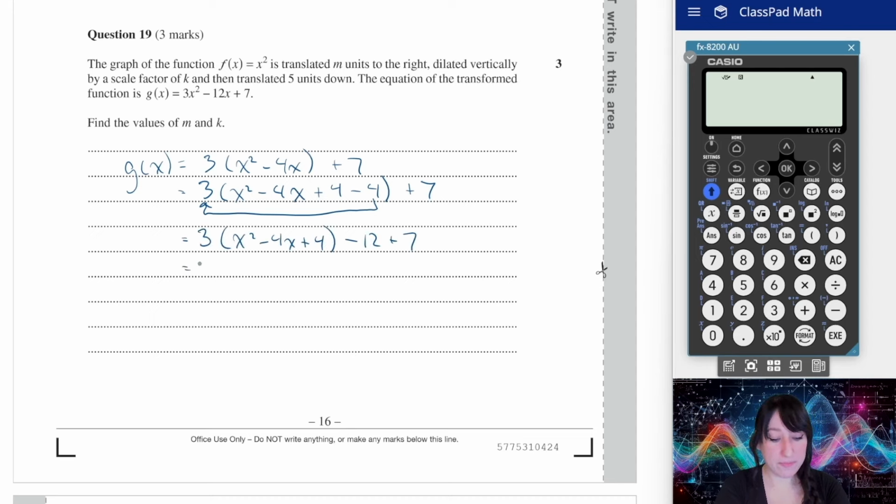Now this will simplify and factorize. Now that we've done that, we can clearly identify the transformations that happened to x squared. So we have a vertical dilation of a factor of 3, and that's going to be k. We also have a horizontal translation of 2 to the right. Remember, horizontal transformations are always opposites. So m equals 2. And that's everything we need to do.